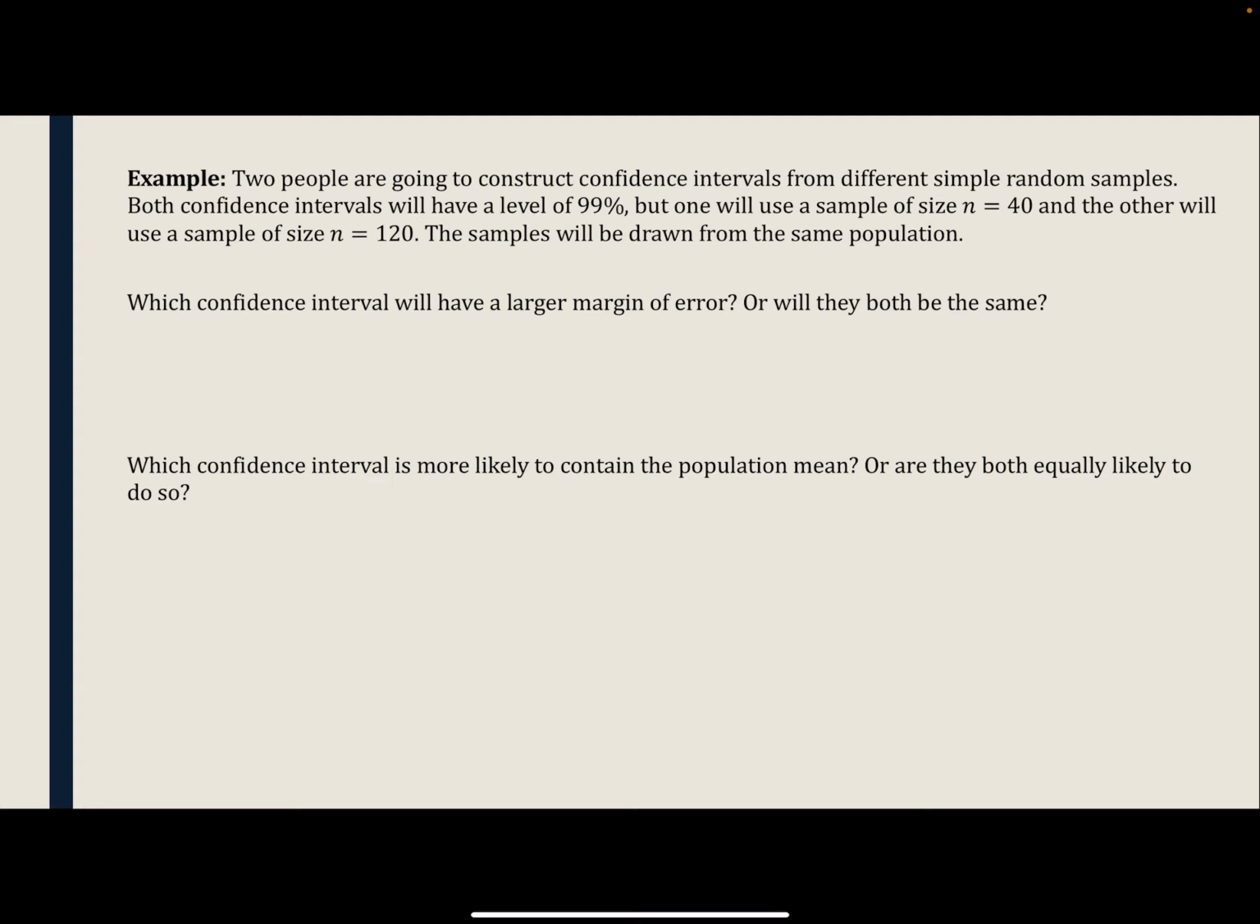All right, so looking at just one more example here, and this is just more of a conceptual example. There's no real math to do here. It says 2 people are going to construct confidence intervals from different simple random samples. Both confidence intervals will have a level of 99%, but one will use a sample of size 40 and the other will use a sample of size 120. If the samples are drawn from the same population, which confidence interval will have a larger margin of error, or will they both be the same?